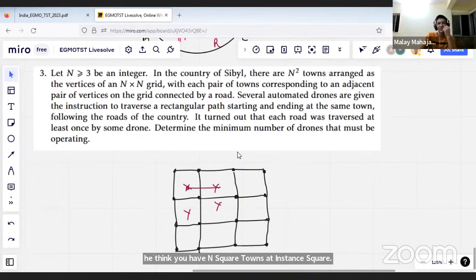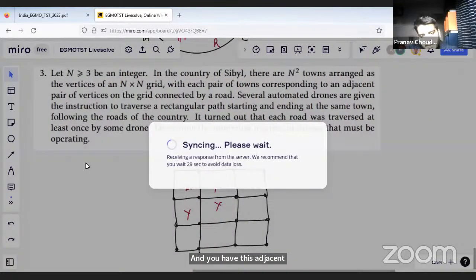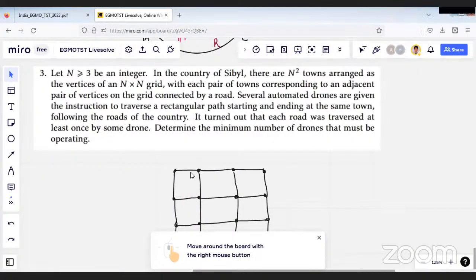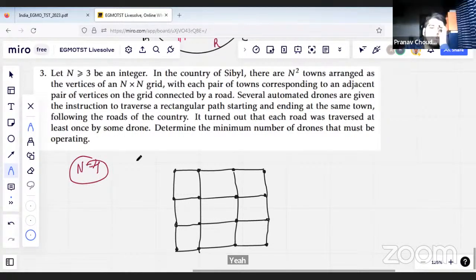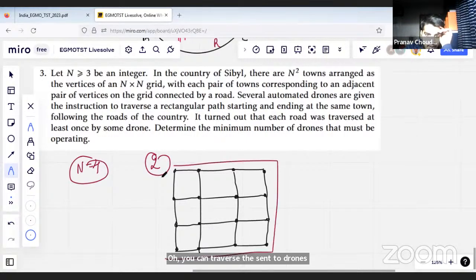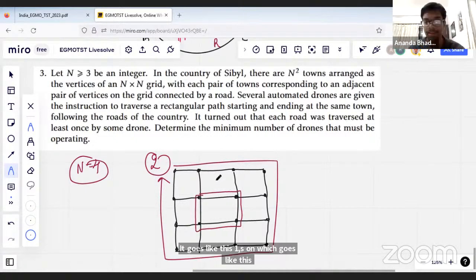Oh, so basically this is the n equals 4 config, right? Yes. Or you can traverse this in 2 drones. Take one drone which goes like this, and a second drone which goes like this. No, you have to traverse properly. You have to traverse all the roads, not the towns.